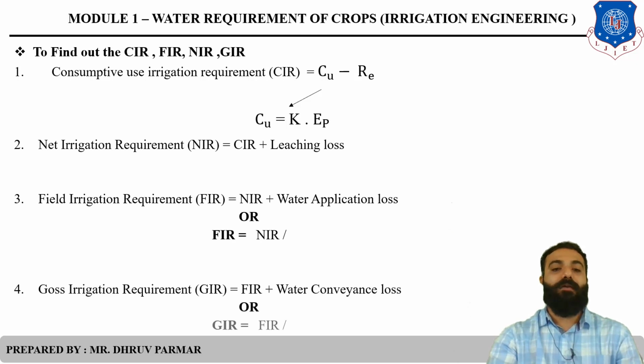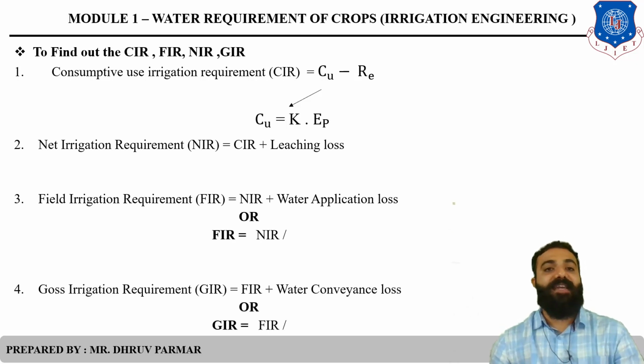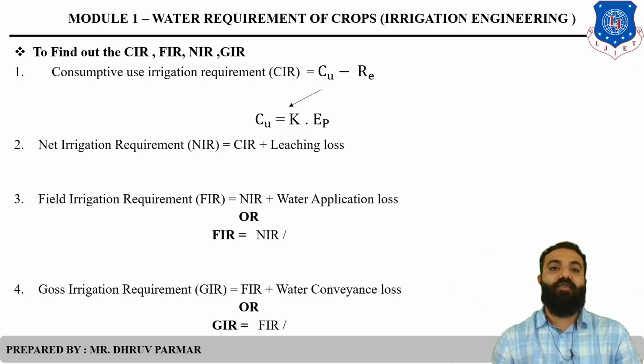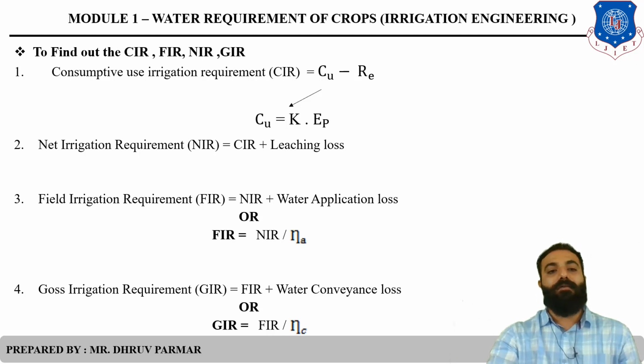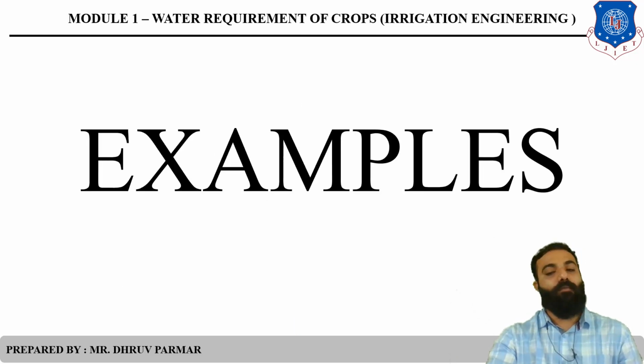And this one is to find out CIR, FIR, NIR, and GIR. So consumptive use of irrigation, CIR, is equal to CU minus RE. We already discussed this in this lecture. And when CU is not given, we can find it out with the formula coefficient K into EP. Clear? So what is the K? Coefficient of permeability and evaporation rate. And NIR, we already discussed. FIR, clear? So we move to the examples.